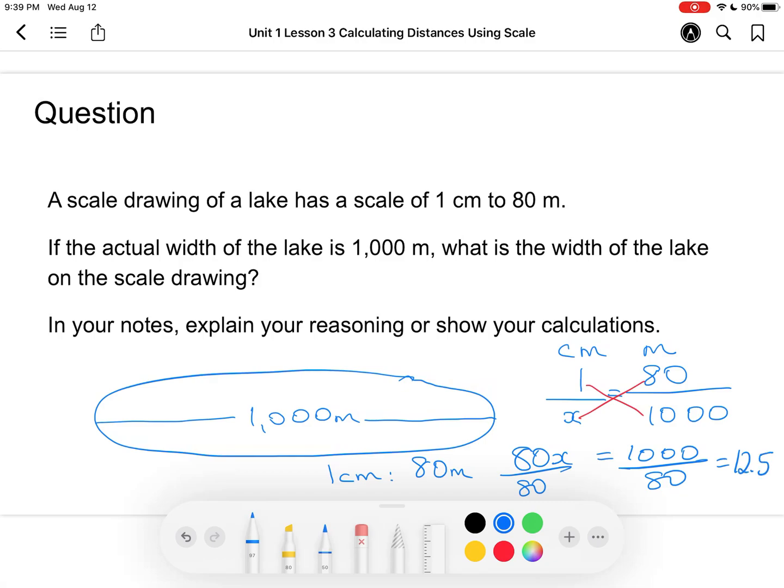And again, we want to know our units. So where was the x? x is equal to 12.5. And so that's in the centimetres column here. So it's 12.5 centimetres.